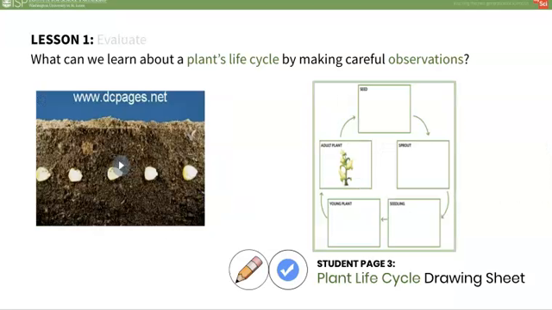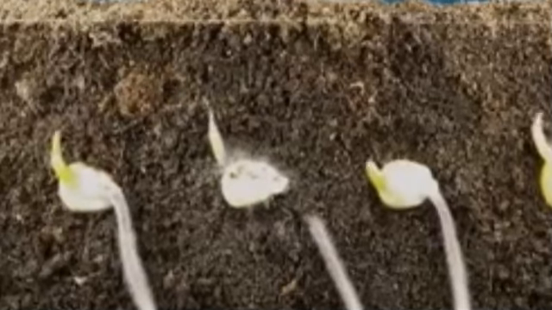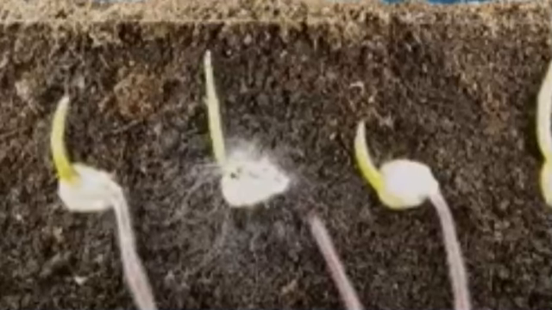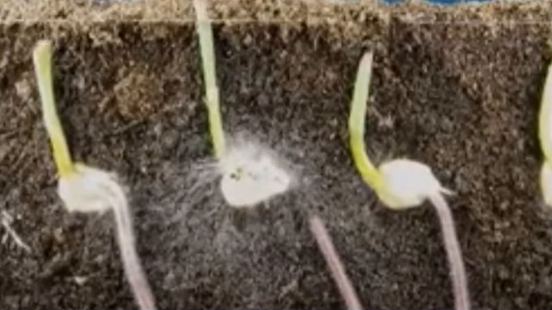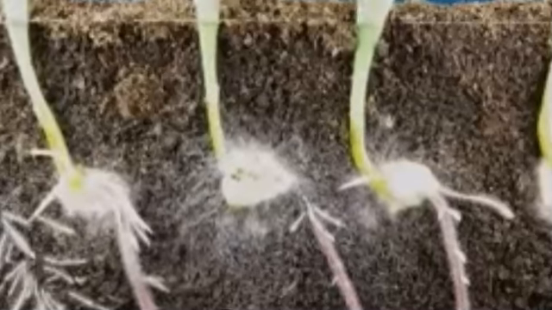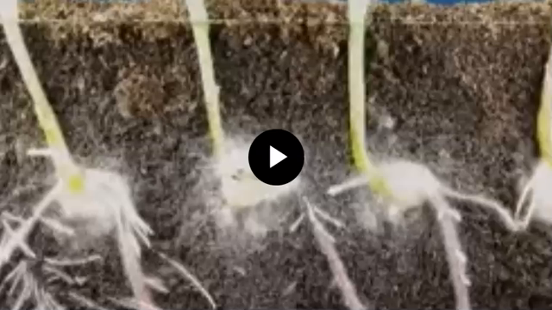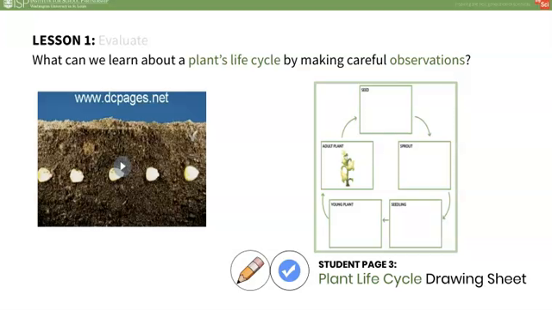Finally, in the evaluate portion of this lesson, show students the following time-lapse video of corn growing. On the plant life cycle drawing sheet on student page 3, have students draw the stages that they see. Students should be able to draw seed, sprout, seedling, and young plant. You could have students compare their drawings and give each other constructive feedback on their models. If students are having trouble visualizing the adult plant with corn seeds, show them this picture.